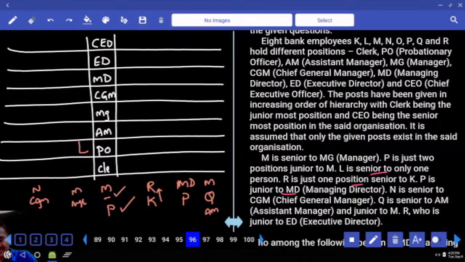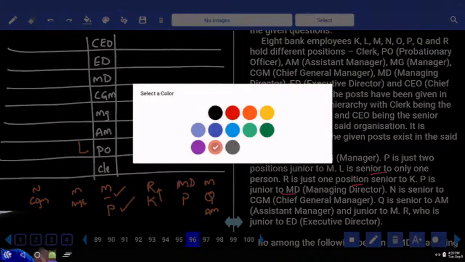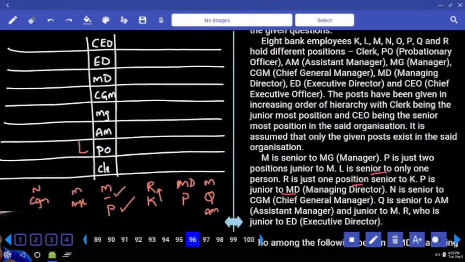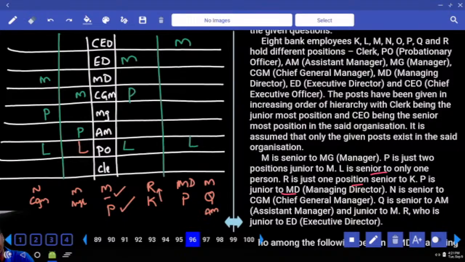Then tell me from where we need to start. Let's start with M. Now M and P, M is senior to manager. How many possibilities will we have? 4 possibilities. M is senior to manager, M can be here. M is here, P is here. Isn't it, M and P. Then what is the other possibility we have? L is here, then M is here, and P is here. There is a second possibility. M can be CGM or MD. Then M can be here or M can be here. Now in both the cases, L must be in these two places.